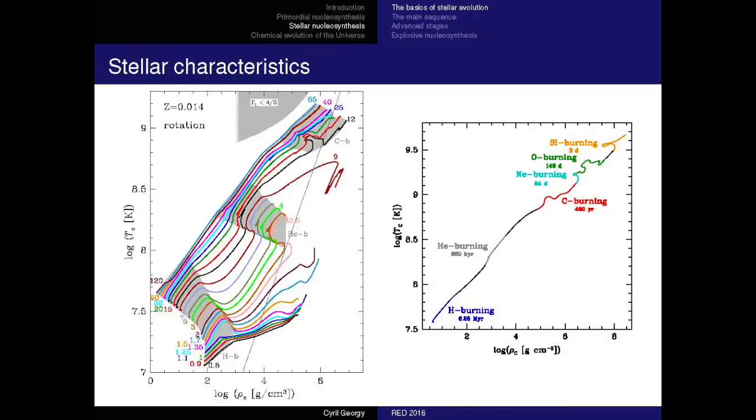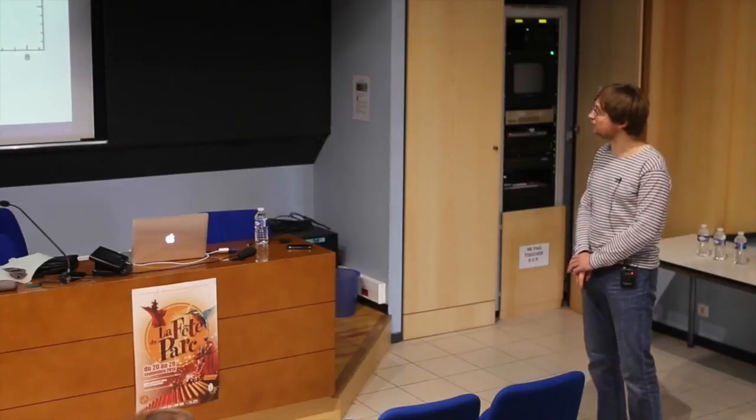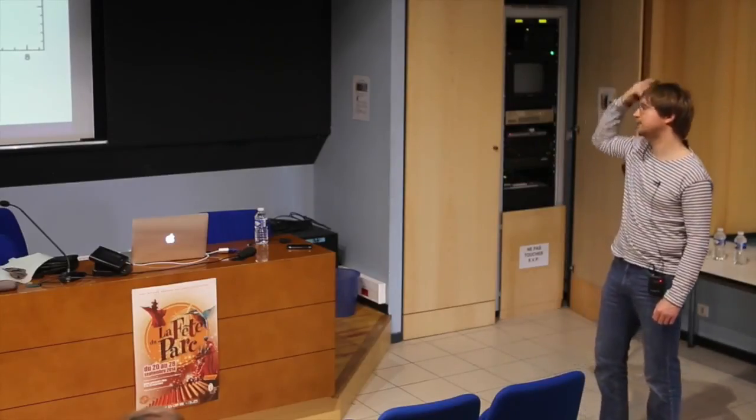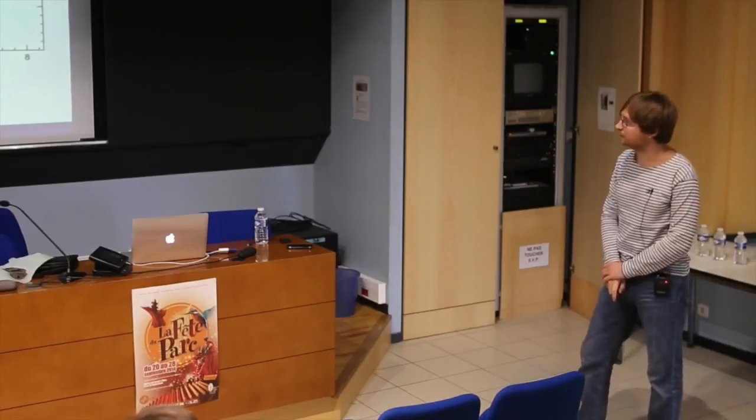And you can see that the typical time of the burning phase becomes shorter and shorter. So hydrogen burning is a few million years, helium burning is a few thousand years, carbon burning is a few hundred years, neon burning is a few days, oxygen burning a few days as well. 50 days, 150 days. Silicon burning at the very end is very fast. It takes only 3 days to burn all the silicon inside a massive star, for example. We'll come back later to these different kinds of burning and typical times.